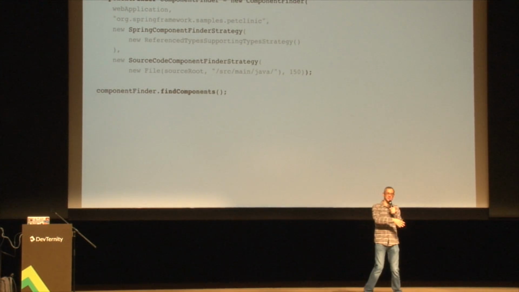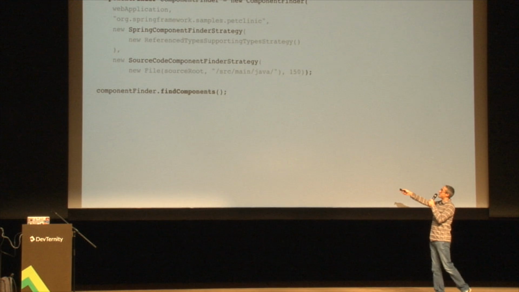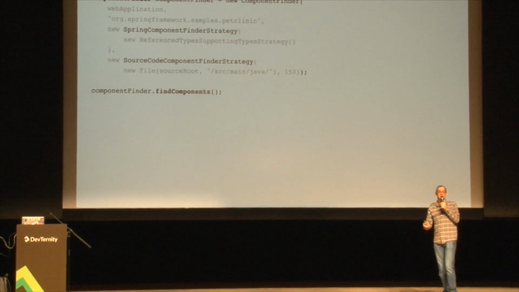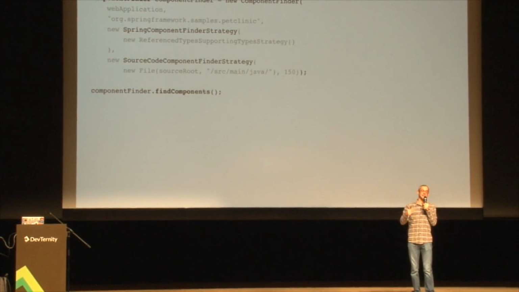Of course, every code base is different, and every code base is unique. So how do I know how you've built components? And the answer is I don't. So that's why there are pluggable strategies here. And one of the strategies you can plug in is this pre-built Spring Component Finder strategy. And what it does is it goes and finds the Spring annotated classes.